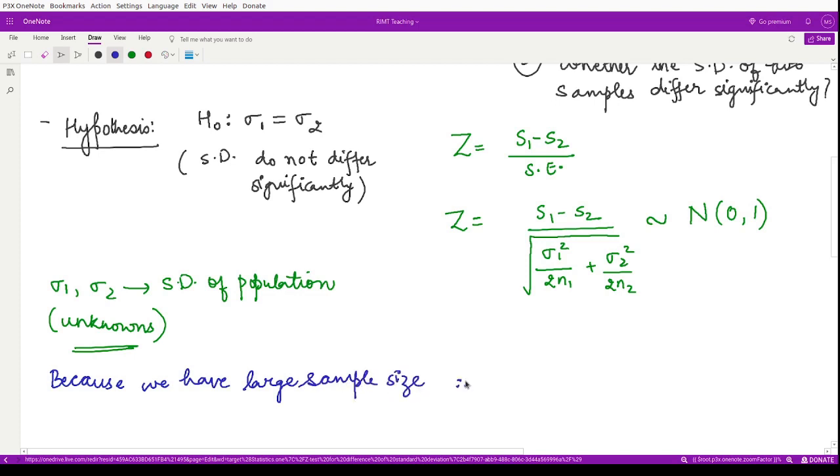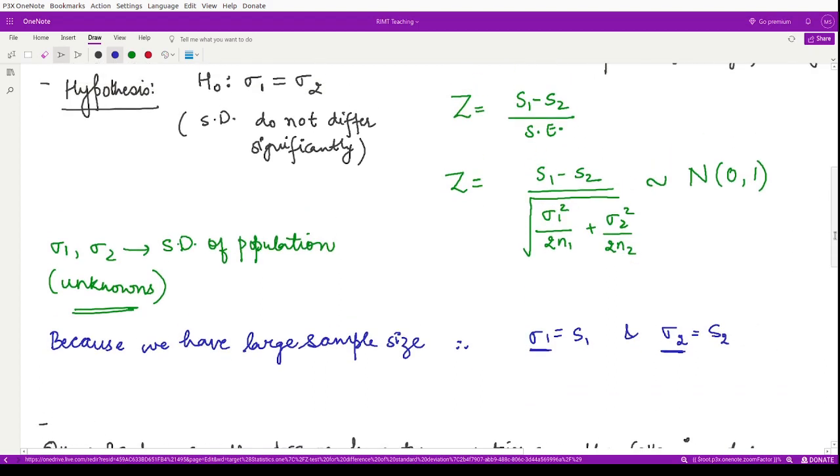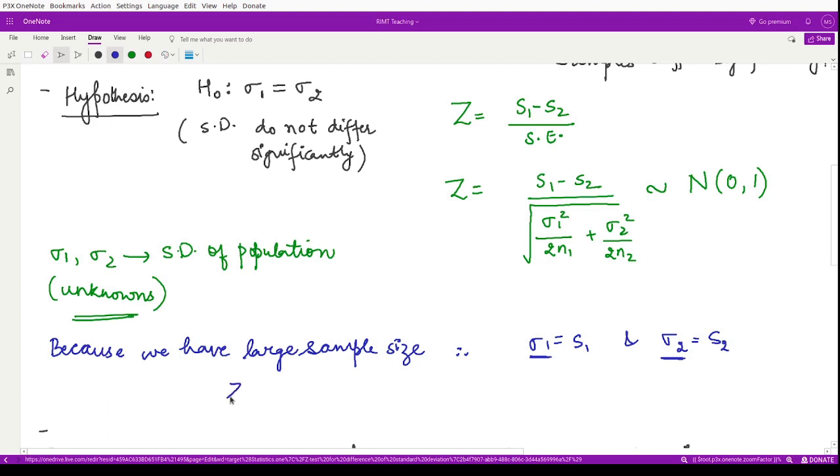therefore, in that case, we may use, instead of sigma 1, the value S1, which is the standard deviation for the sample, and instead of sigma 2, we may use S2, which is the standard deviation for the sample. So instead of standard deviations for populations, we may use the standard deviations for samples, leading to the formulation Z equals S1 minus S2 divided by the square root of S1 square divided by 2n1 plus S2 square divided by 2n2.